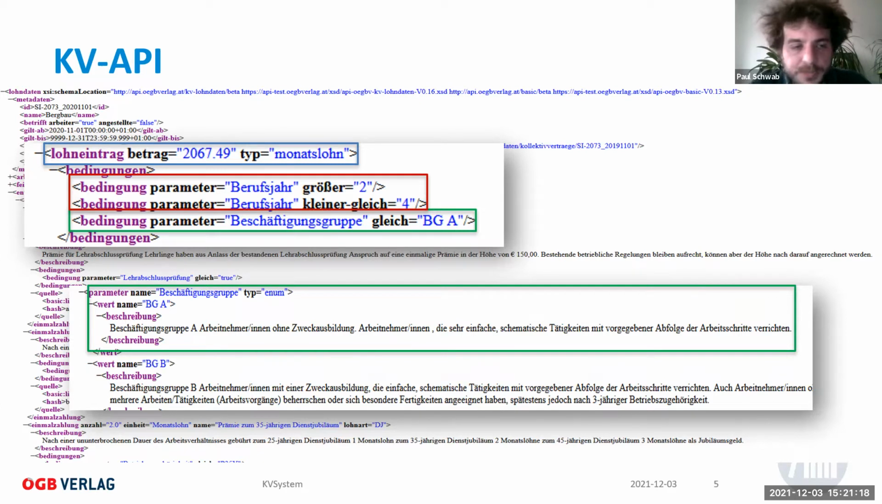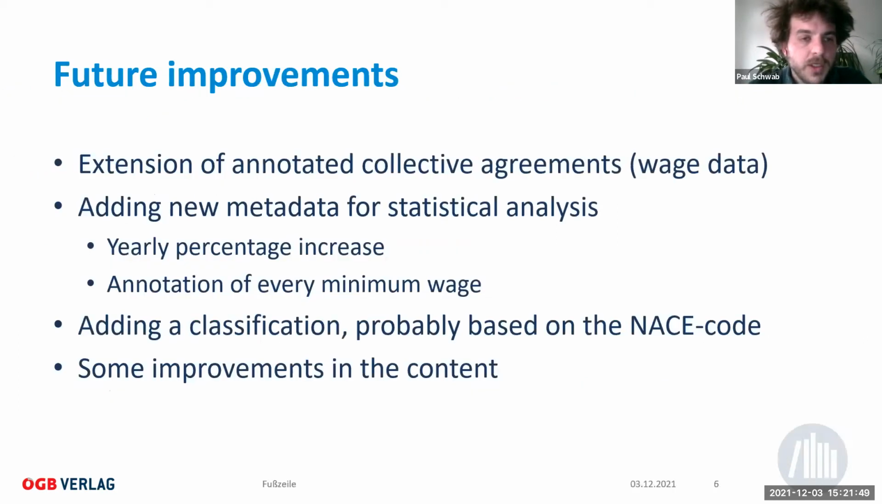We also, for this project, since we were working with an expert, they told us what we had to annotate so they can do their calculations, and we annotate the working hours, also the factor to calculate monthly or daily wages, then the allowances, the supplements, the 13th and 14th wage, the holiday pay, the travel expense, and so on. That's this part. And about the future improvements, we want to extend the annotated collective agreements so that we cover all of them.